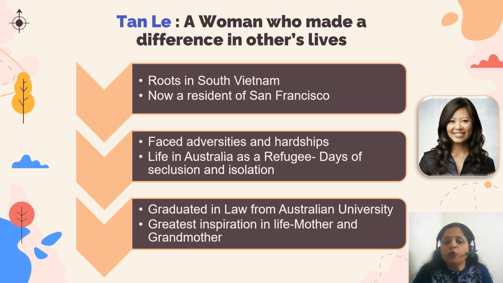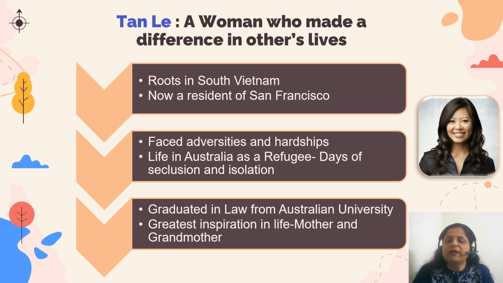We do not call the voluntary movement of people refugee, or we will never give the term refugee to such people who move from one's native place to another. So a refugee crisis or refugee situation may occur at times of war. The war can be a civil war or a war between two countries. So this is the case of Tan Le as well.